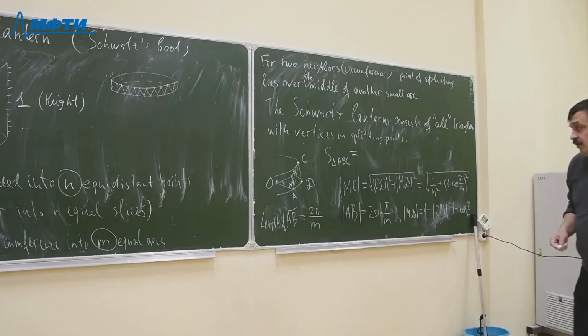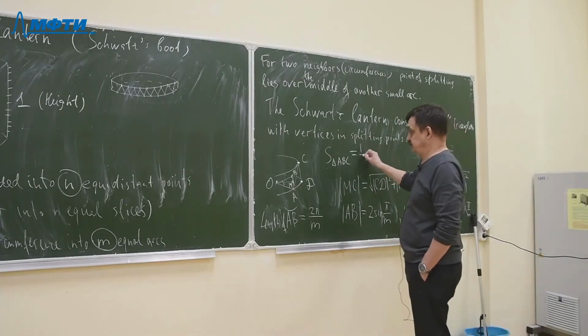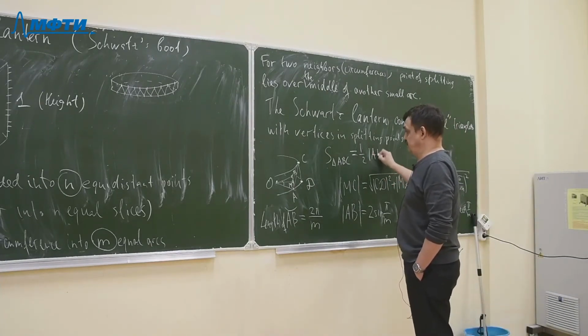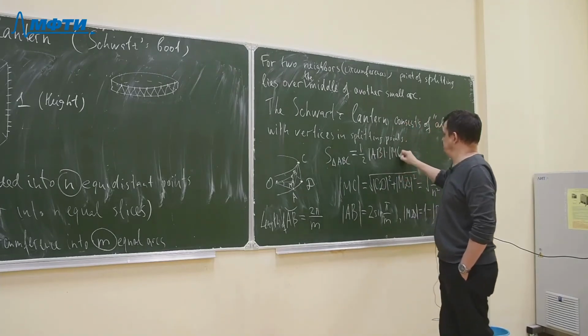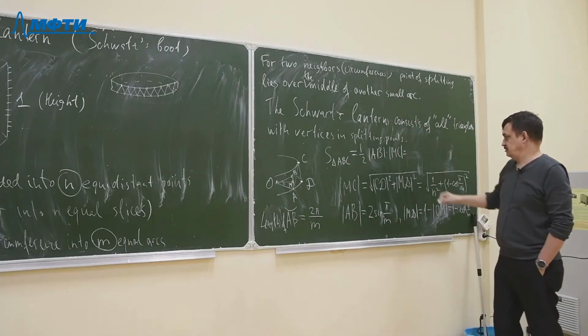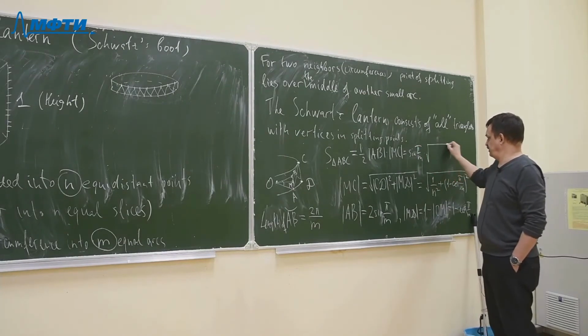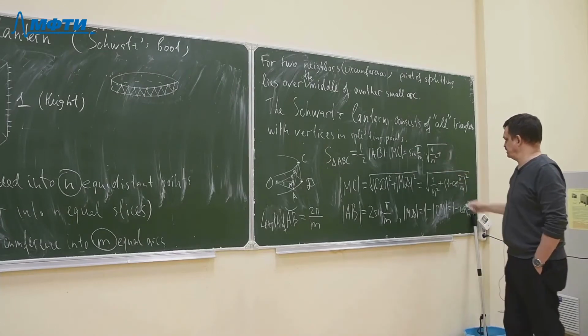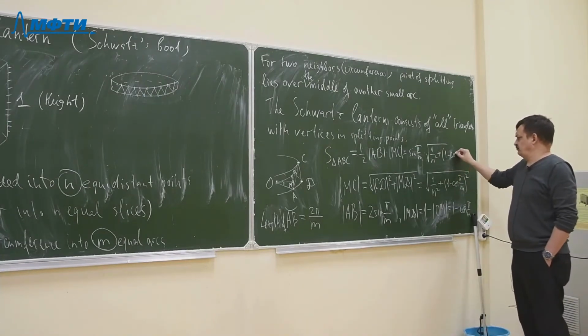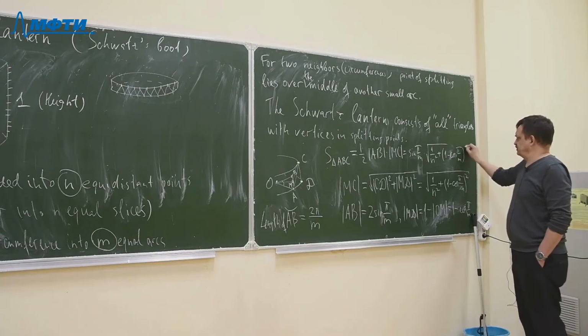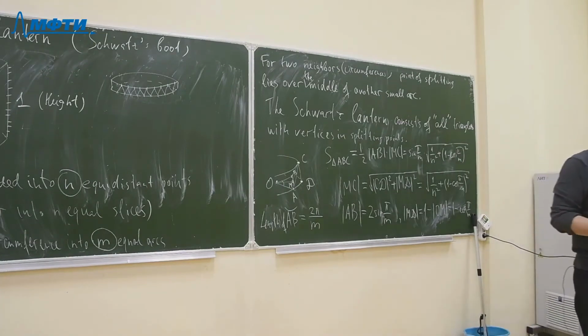So the area of one such triangle is equal to what? One half AB times MC, and that is sine pi over m times the square root of 1 over n squared plus (1 minus cosine pi over m) squared. That is the area of one triangle, right?